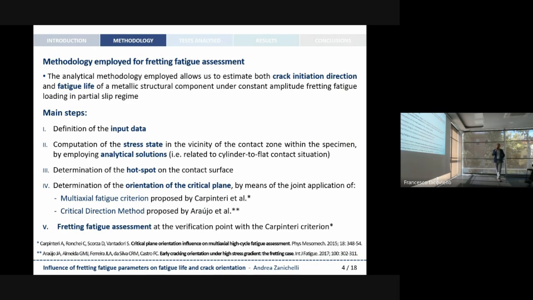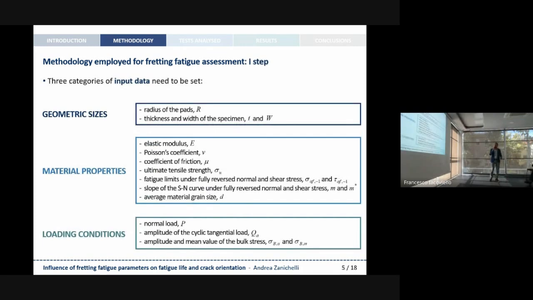Then the hotspot needs to be located on the contact surface. And then the orientation of the critical plane is determined by means of the joint application of the multi-axial fatigue criterion by Carpinteri and of the critical direction method by Araujo et al. And finally, the fretting fatigue assessment is performed at the verification point by means of the Carpinteri criterion. So let me go slightly into the details of this methodology. Firstly, three categories of input data need to be set. That is geometric sizes, material properties, and loading conditions, as you can see here.